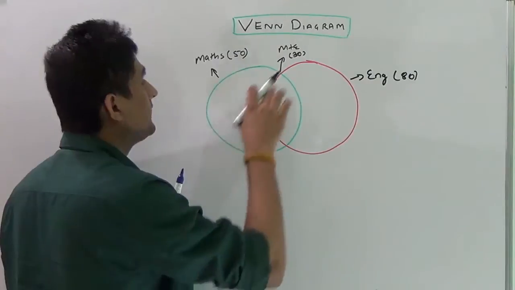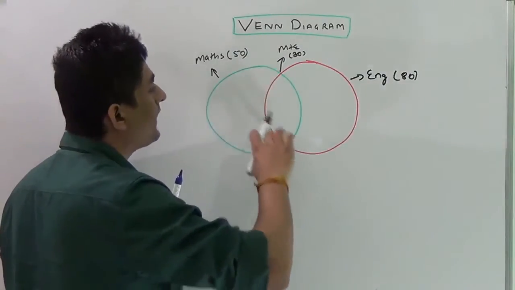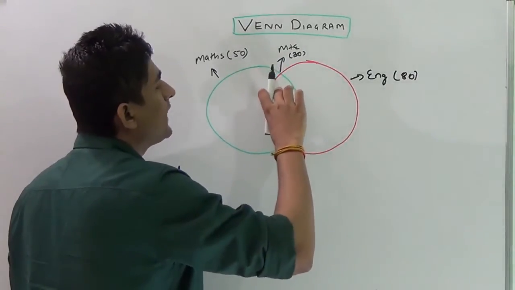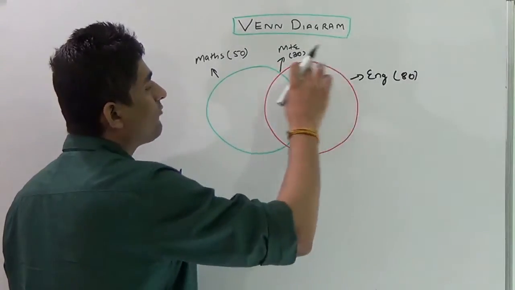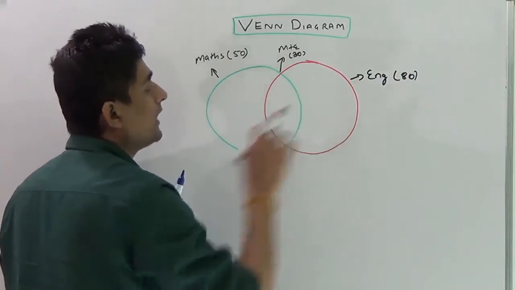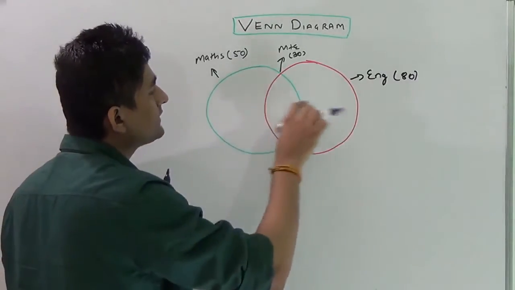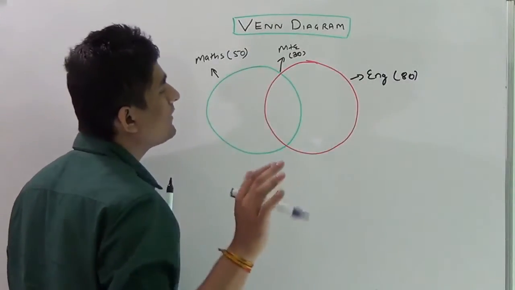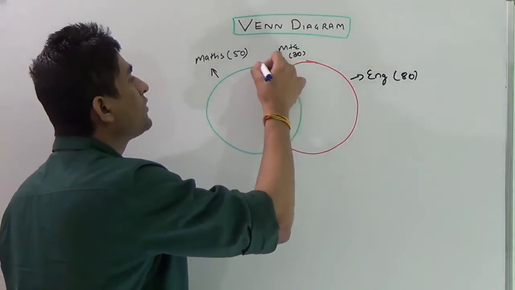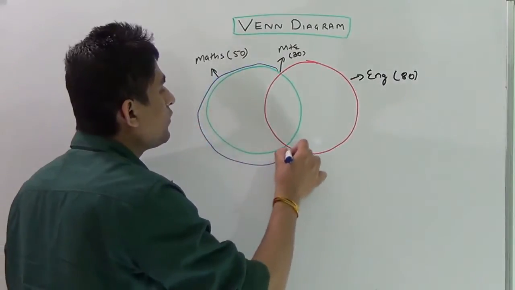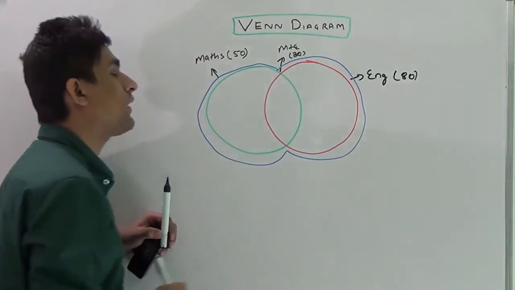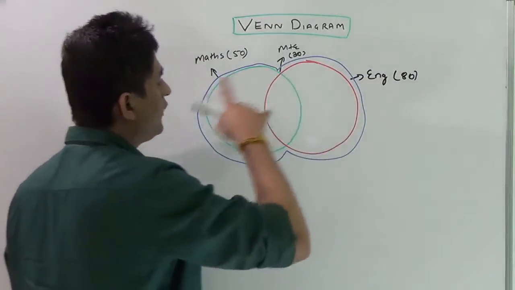So I'll just distribute it. This section will give me the data of who gave only the maths exam. This section will give me the students who gave both the exams, that is maths and English. This section will give me the region of students who appeared for the English exam. So this entire region will give me the number of students who gave the exams. Okay, so I'm marking that region. This region will give me the solution of the question. So I have to find the value of this region.